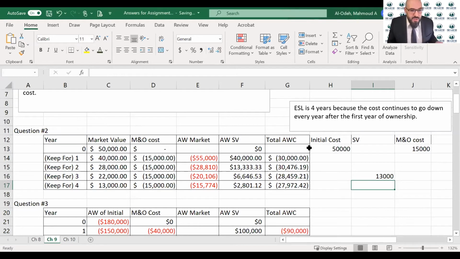Okay, so the initial cost is 50,000. This is given here. Maintenance and operational cost is 15,000. Done. Now, if we're going to keep this for 4 years, what is the salvage value? What is the market value for that asset? That would be 13,000. All right.